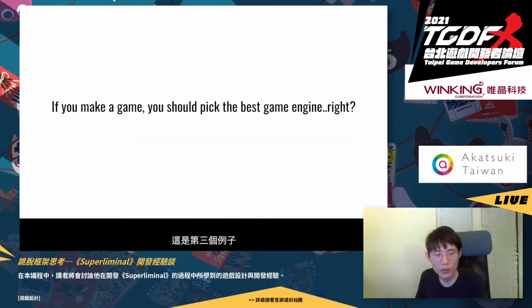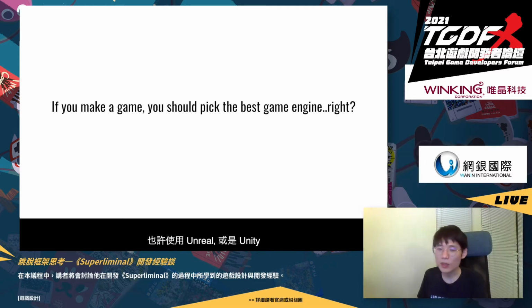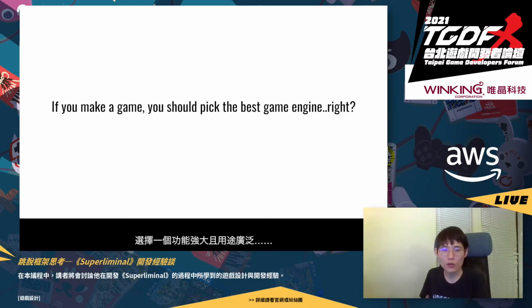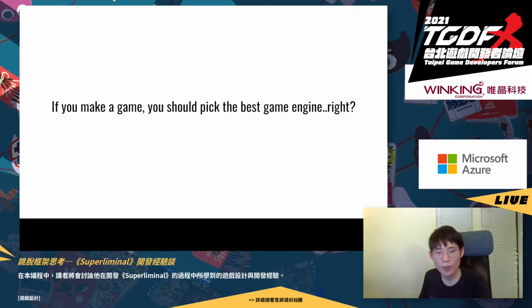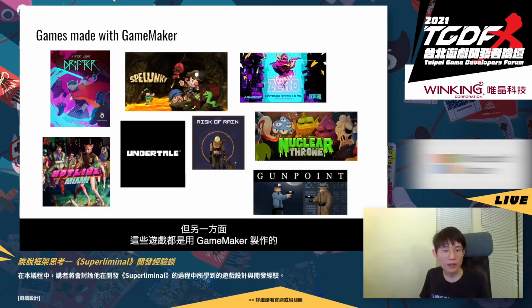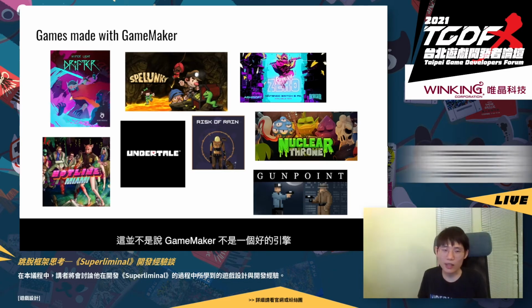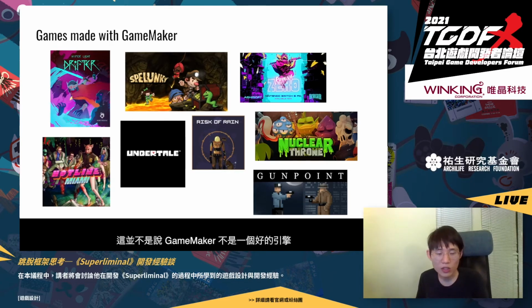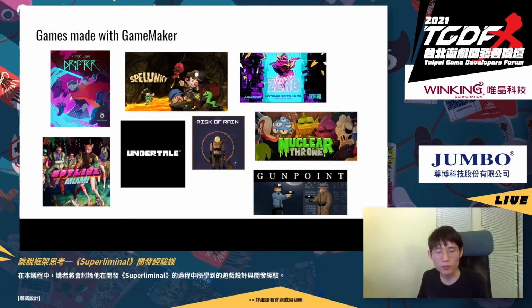And here's a third example. If you make a game, you should pick the best game engine, right? Maybe go with Unreal, maybe go with Unity, pick something that's powerful and versatile, that can do a little bit of everything. But on the other hand, all these games are made with GameMaker. That's not saying GameMaker is a bad engine, but it's usually not the one that people recommend.